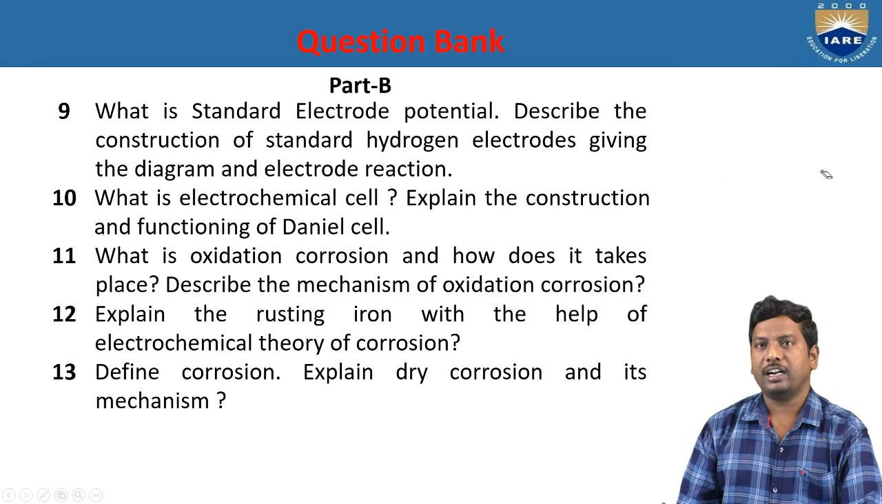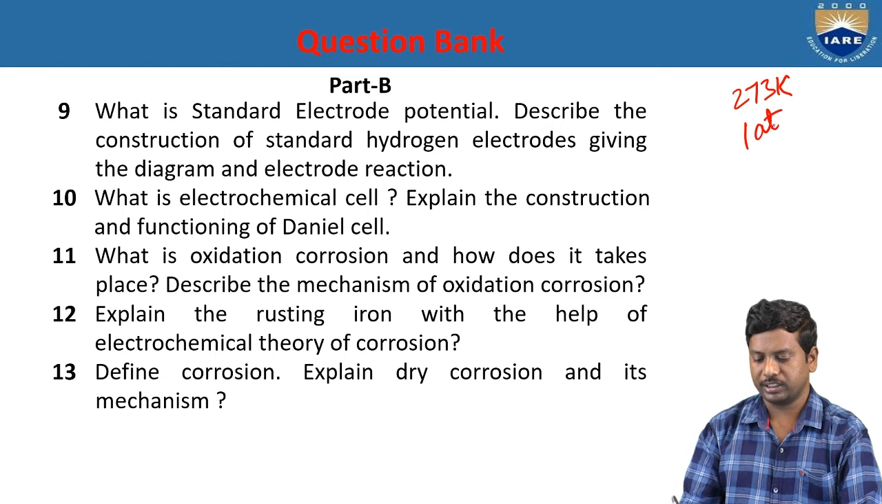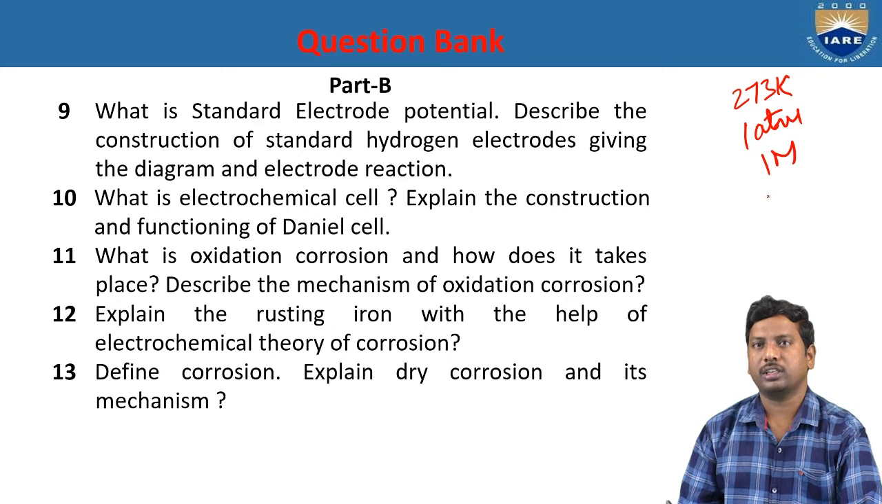What is standard electrode potential? Describe the construction of standard hydrogen electrodes, giving the diagram and the electrode reaction. So that means the electrode potential should be maintained at standard conditions, nothing but 273 Kelvin temperature, 1 atmospheric pressure, and 1 molar concentration. Then the electrode potential can be converted into standard electrode potential.